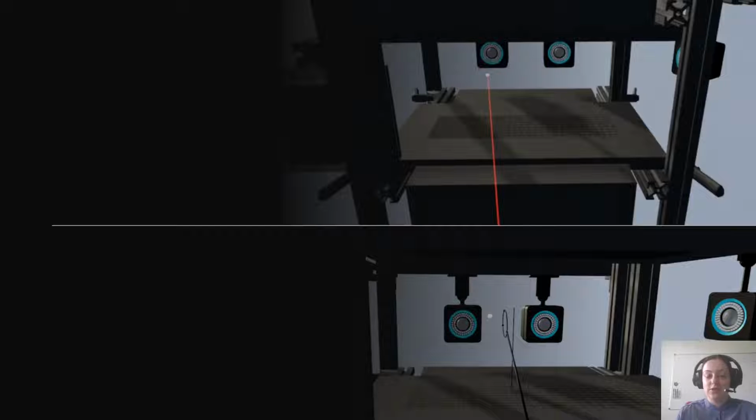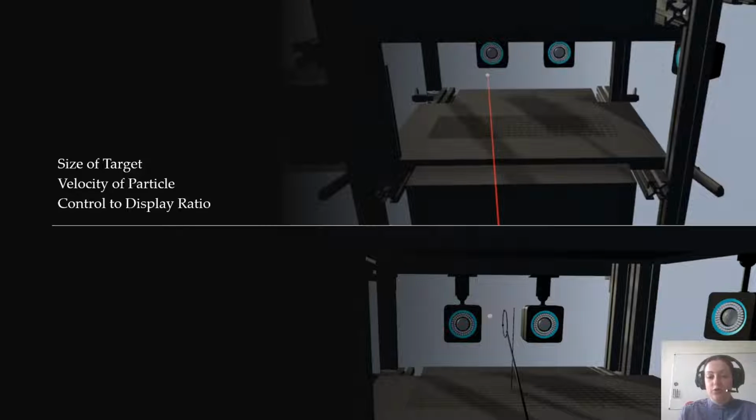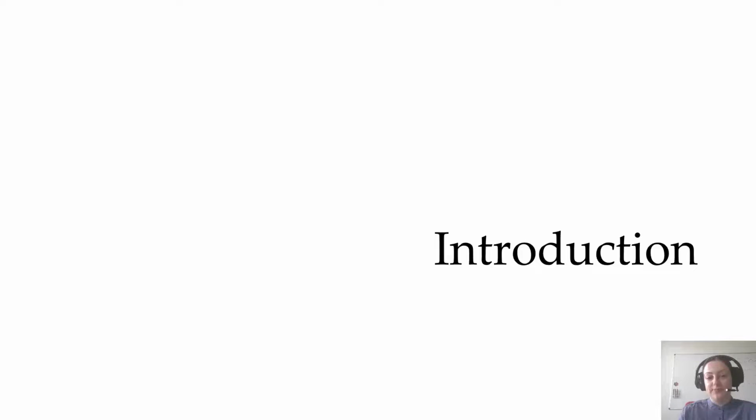The games that you just saw were an example of content that we developed in the simulator and then implemented on the real apparatus. And in this process, the Levitation Simulator was very useful to us by allowing us to efficiently test and set game parameters, such as size of target, velocity of particle, or control to display ratio.